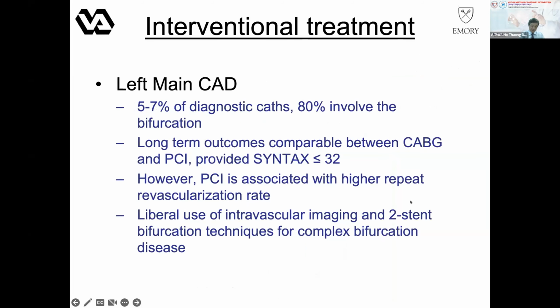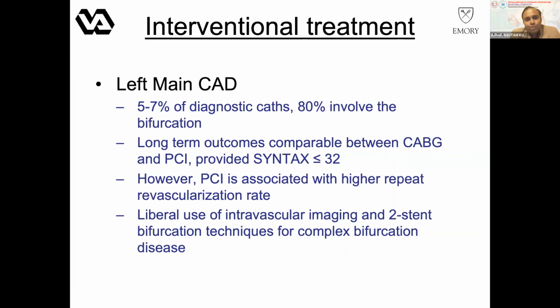Left main coronary artery disease is found in about 5 to 7% of diagnostic CATs. 80% involve the bifurcation. Long-term outcomes are actually comparable between CABG and PCI, provided that the SYNTAX score is less than 32. However, PCI is associated with a higher rate of revascularization.